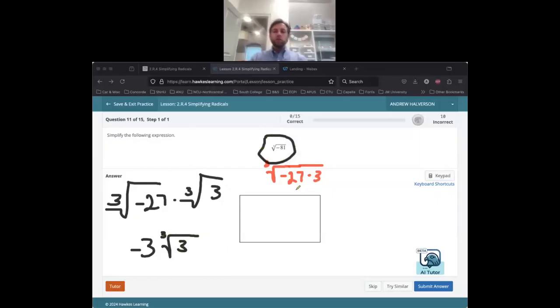So essentially, you're really just looking for the perfect cube and then just attaching the negative in front. It works the exact same way. The negative doesn't change the process. It just changes the look of it.